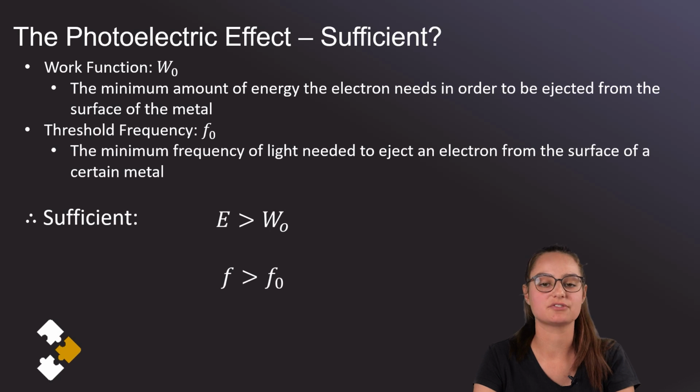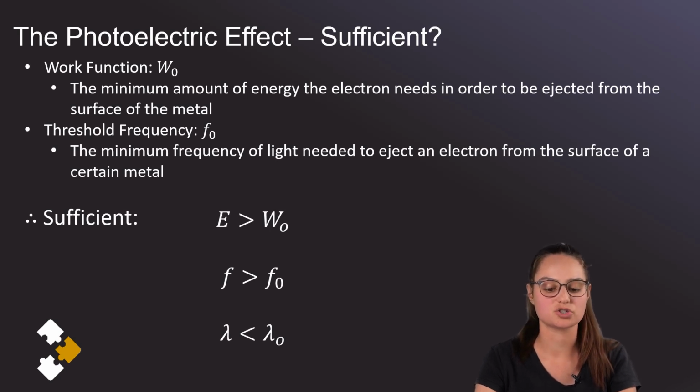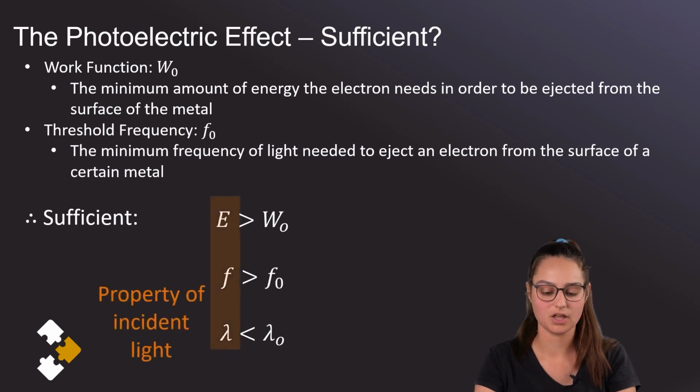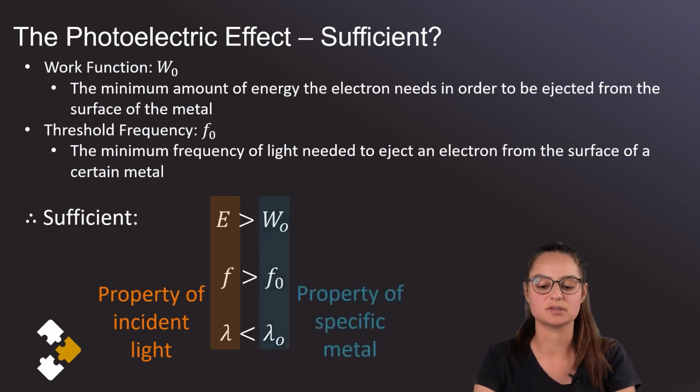So in order to have sufficient energy, our energy needs to be greater than our work function, or our frequency needs to be greater than our threshold frequency, or our wavelength needs to be smaller than our threshold wavelength, because remember, the smaller the wavelength, the greater the energy. So all of those properties on the left in orange are then the properties of the incident light, whereas the ones in blue are the property of the specific metal.